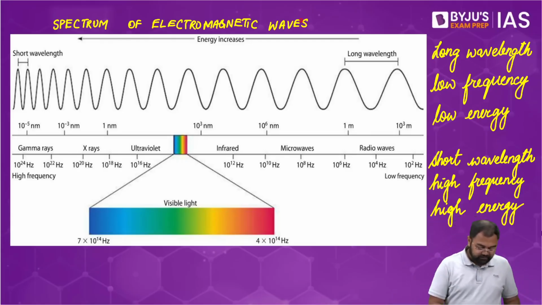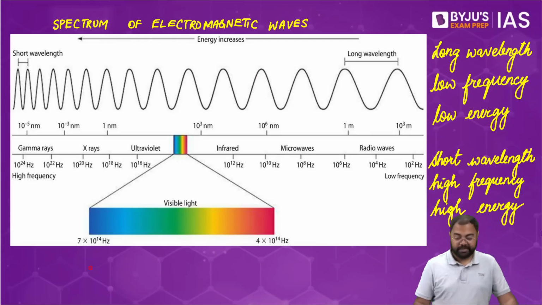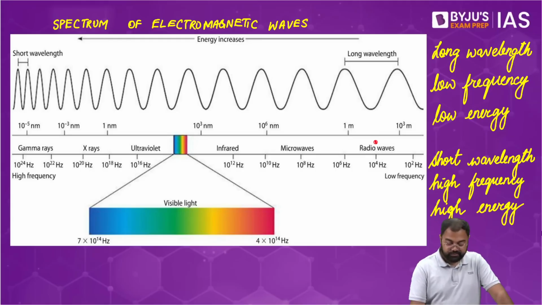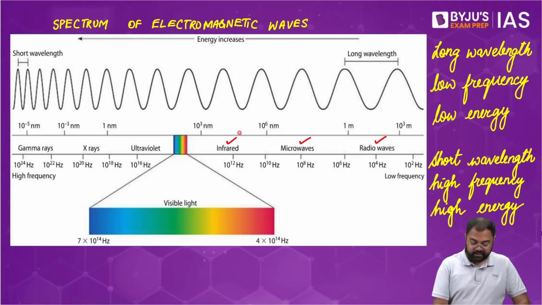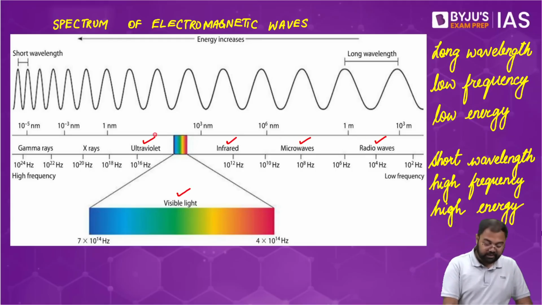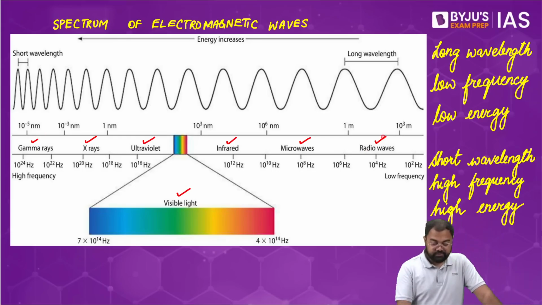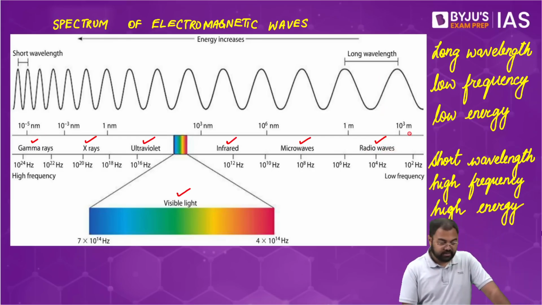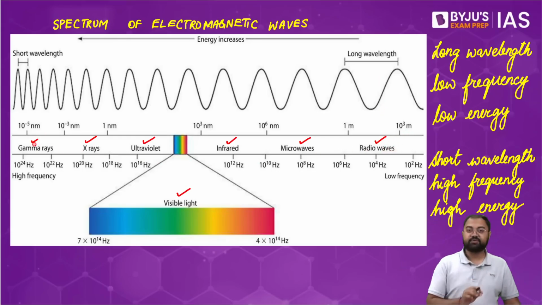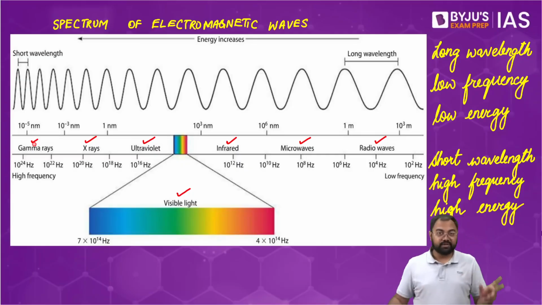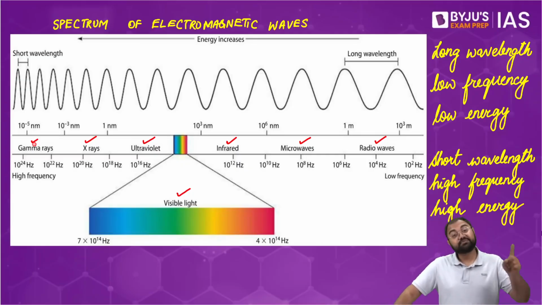Here we see that there are different types of electromagnetic waves. We have the radio waves, the microwaves, the infrared, visible light, ultraviolet, X-rays, and gamma rays. As you can see, the radio waves have the longest wavelength and gamma rays have the shortest wavelength. So gamma rays have the shortest wavelength, meaning what? They would have high energy and high frequency.